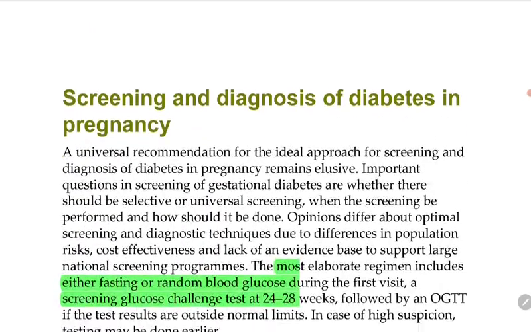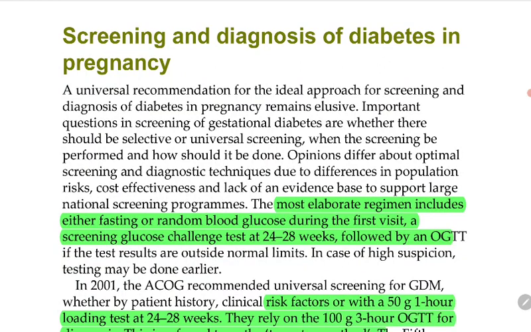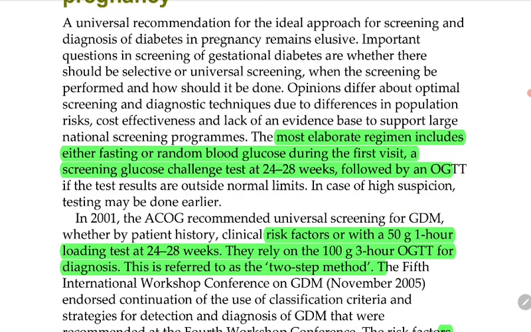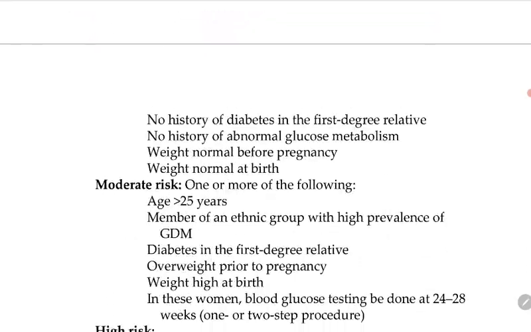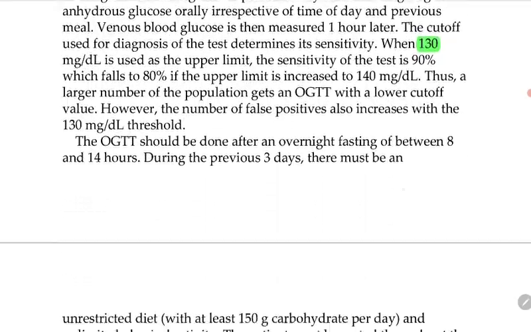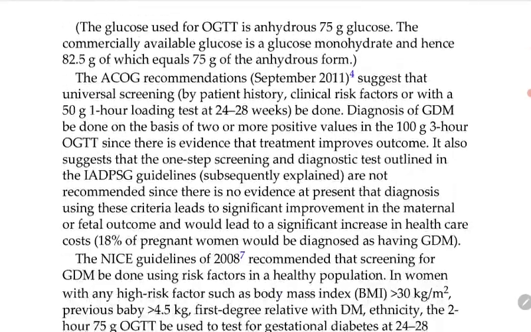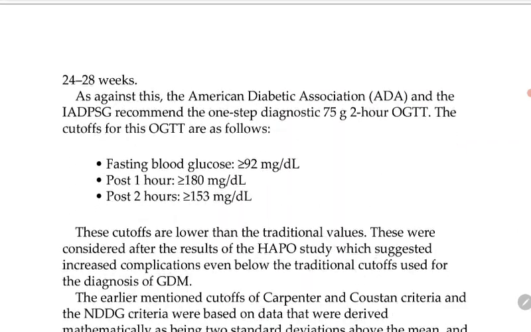Okay. How is the screening done? The most elaborate regimen included either fasting or random blood glucose during the first visit, and a screening glucose challenge test at 24 to 28 weeks followed by OGTT. A result outside normal limits indicates a high suspicion of GDM. Patients are classified as low risk or high risk based on these tests, as per previous guidelines.